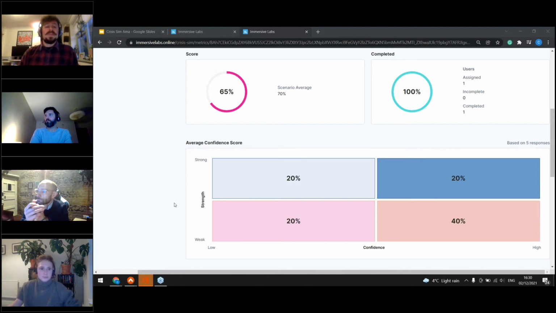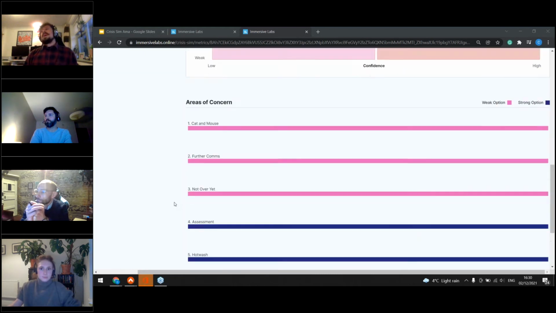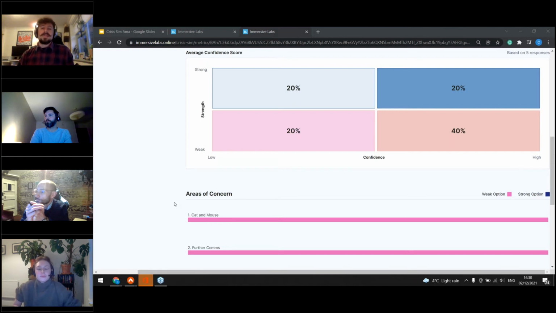If we go down, we can see the average confidence score. This is an overview of this whole exercise, and it marries our answers against our confidence in those answers. There are 2 really important key learning points from this. In the top left quadrant, we have people who have scored strong answers, but are not confident in those answers. It's a bit like knowing CPR, but not having the confidence to use it. It's practically useless. So that highlights a really important area of confidence training within those participants.